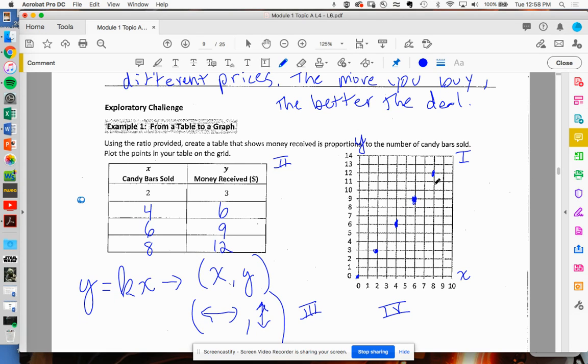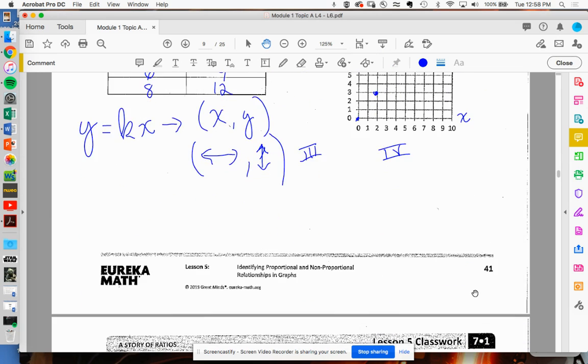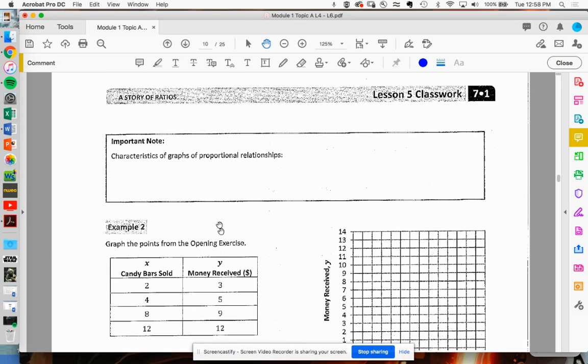If it goes through the origin and it looks to be a straight line, guess what? It's proportional. We don't have to find the K value. We can just look at the graph and determine it that way, okay? So, let's go to the next page. Next page. And they want us to now, we've got the characteristics.